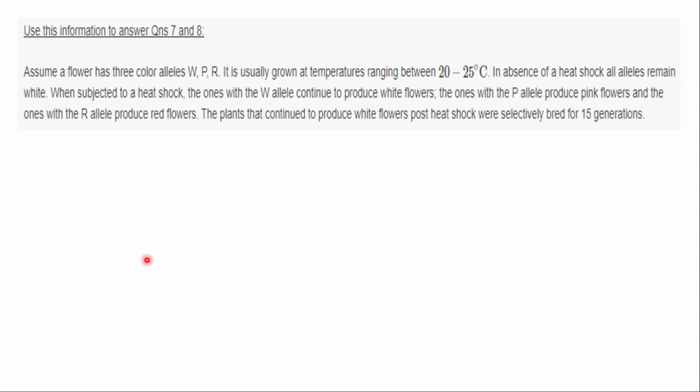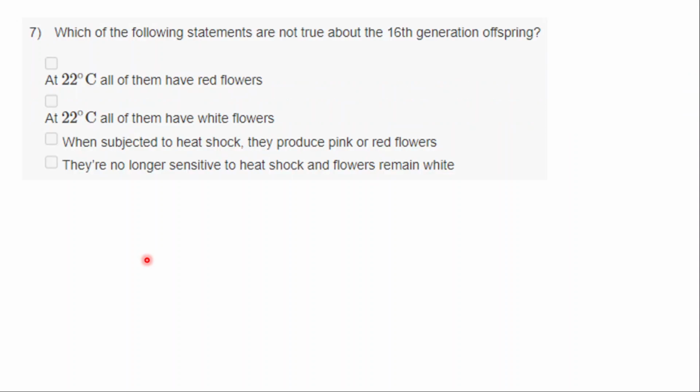So you understood the question? Now the question is, which of the following statements are not true or are false about the 16th generation of offspring? So the plant that was propagated for 15 generations, now in the 16th generation, what will hold true and what is false? So the question is, which of the following statements are not true? Option 1, at 22 degrees Celsius.